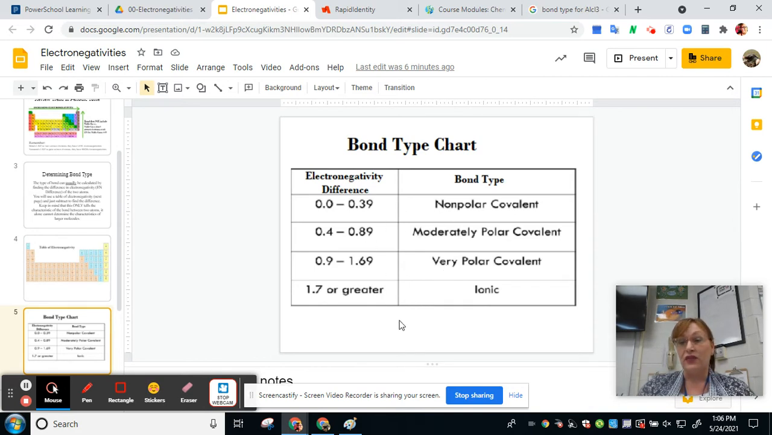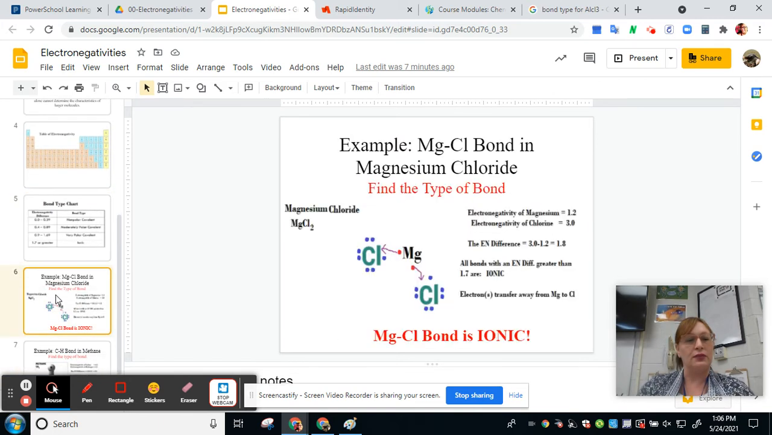They will typically give you some kind of polar bond type chart like this. 1.7 is kind of set in stone. If it's 1.7 or greater, it's pretty much going to be ionic, an ionic bond. Okay, so let's look at a couple of examples.